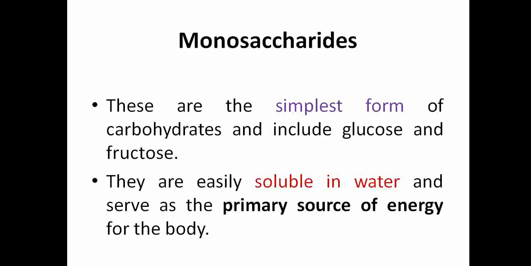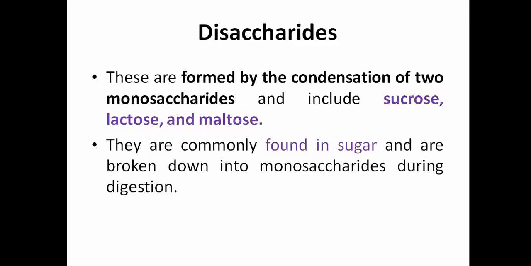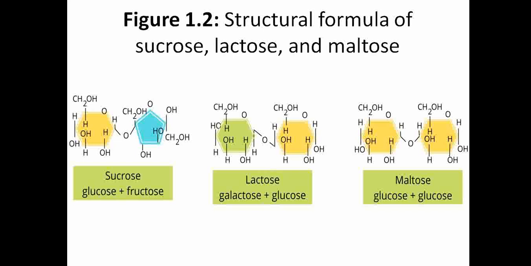Monosaccharides are the simplest form, meaning only one saccharide unit. They are soluble in water and act as a primary source of energy. Examples include glucose, fructose and galactose. Disaccharides: you combine two monosaccharides and you get one disaccharide. For example, sucrose, lactose and maltose. They are mostly found in sugars, and when they are broken down you get monosaccharides, because they are made up of monosaccharides. For example, glucose and fructose in combination give us sucrose, which is a disaccharide. The same goes for lactose and maltose.